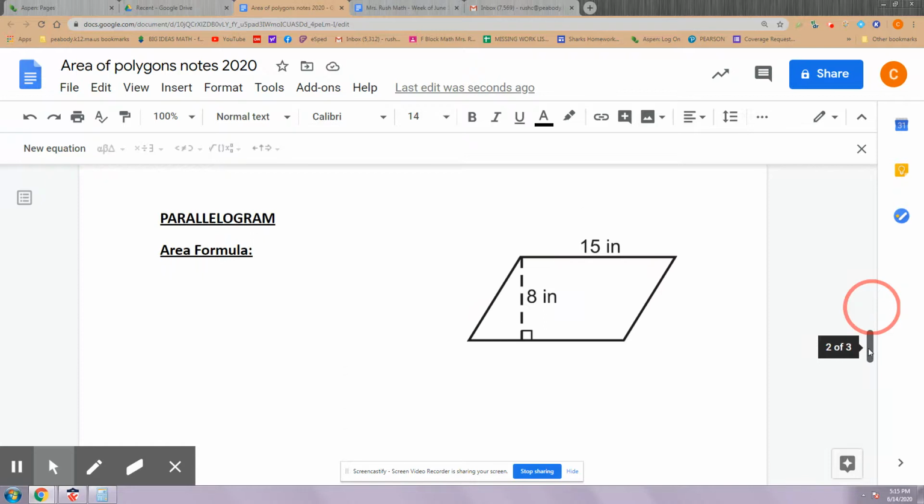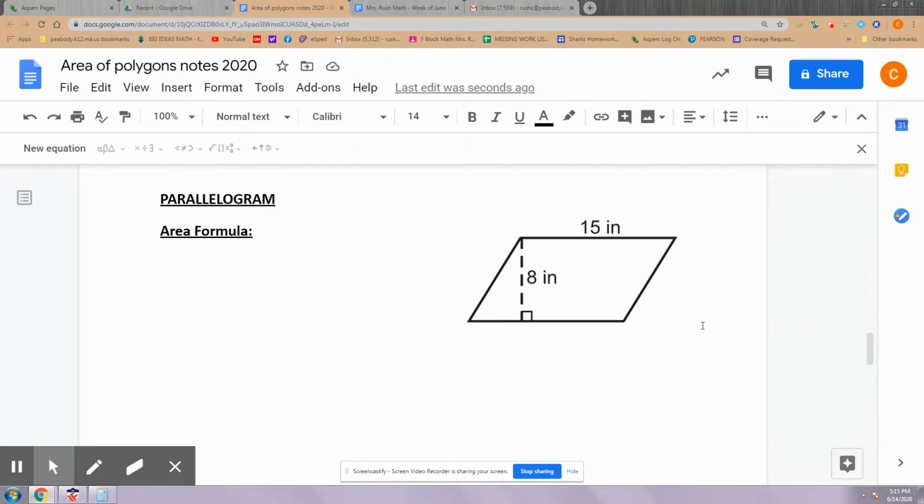Okay, our next shape is going to be a parallelogram. Luckily these both have inches. IN for inches, IN for inch. Great. A parallelogram, here's the formula for that. This one's nice and easy. Parallelogram is just base times height. The formula for the area of a parallelogram is base times height.